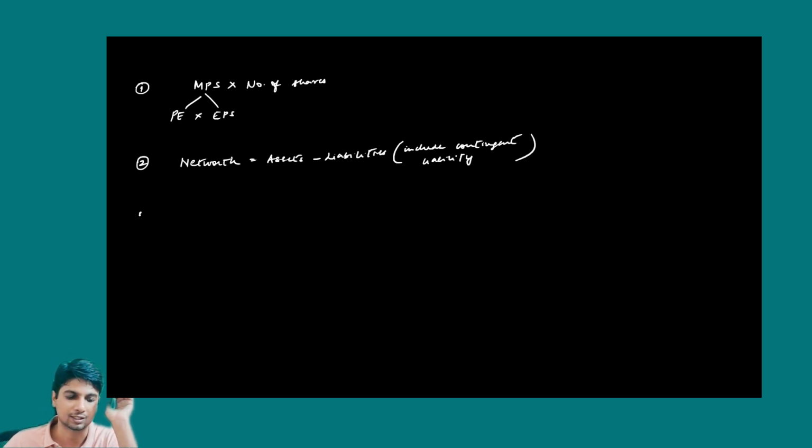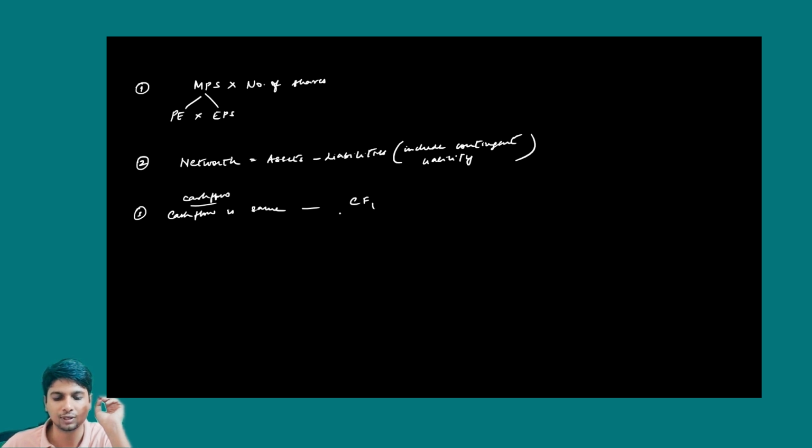Okay. Next, if I want to value a company based on cash flows that it will generate, then first see if there is any pattern that you can recognize in the cash flow. That means if the cash flow is same over the years, then cash flow is same. Then it would be cash flow for year 1 divided by cost of capital.